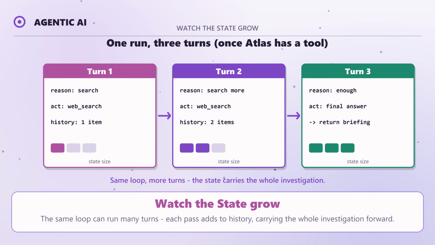Turn 1. Reason says search, it acts. History now holds 1 item. Turn 2. Search again, history grows to 2. Turn 3. The model decides it has enough and returns the briefing. Same loop. The state just carried the whole investigation across turns.